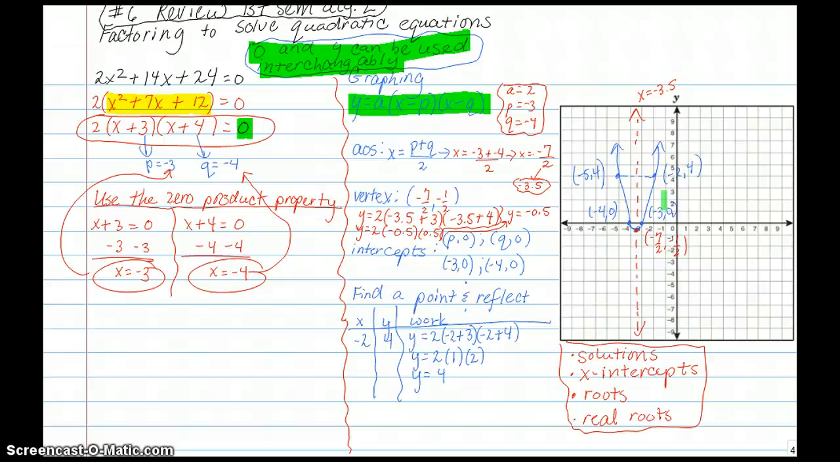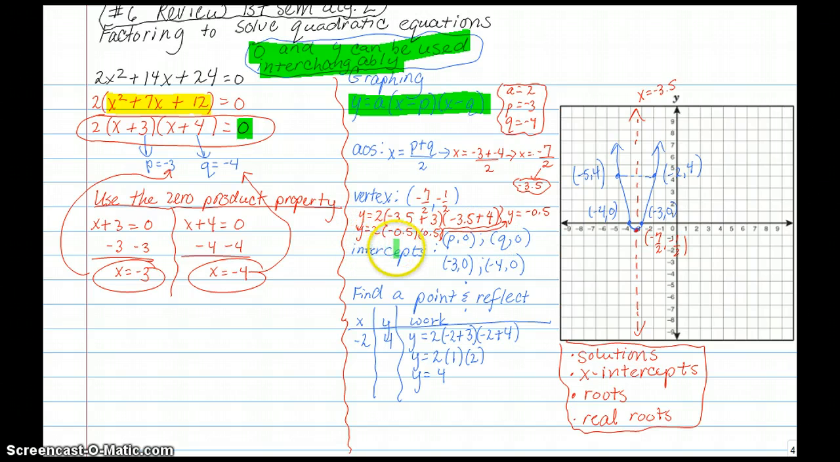Then we needed to find the vertex, so we just simply plugged in that negative 3.5 like we talked about in the other video or in the other recording. And that's done right here. y equals 2 times (negative 3.5 plus 3). You're just plugging into this equation right here, or, excuse me, this equation right here: 2 times (x plus 3) times (x plus 4), and then negative 3.5 substituted for x in x plus 4.